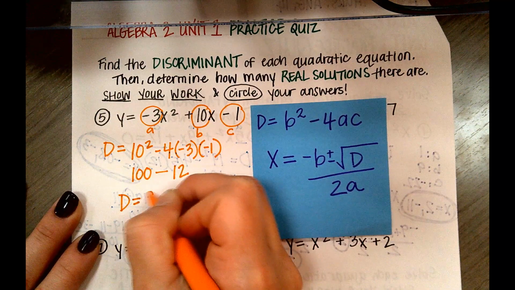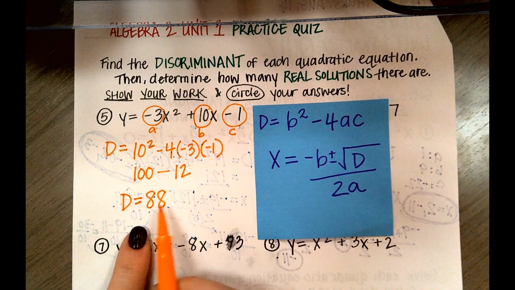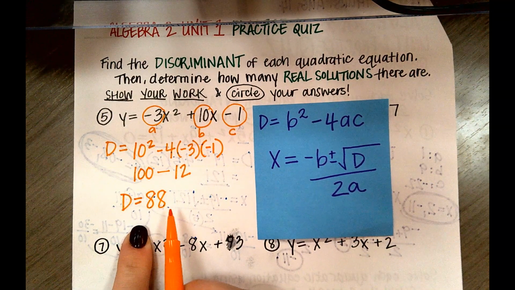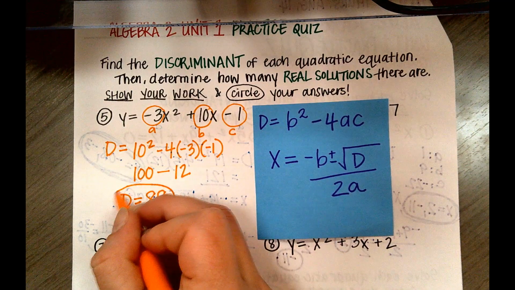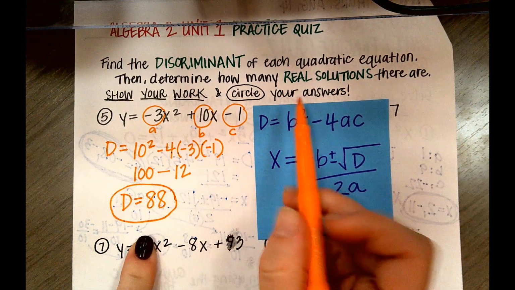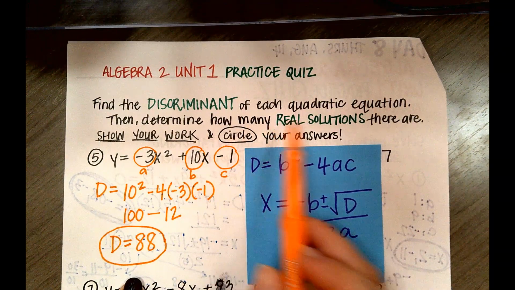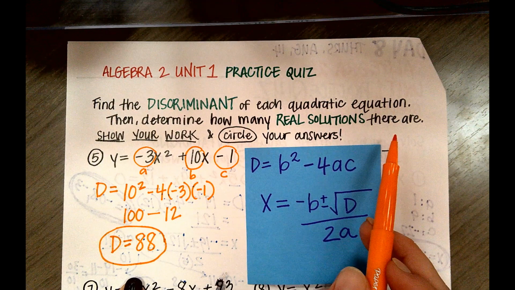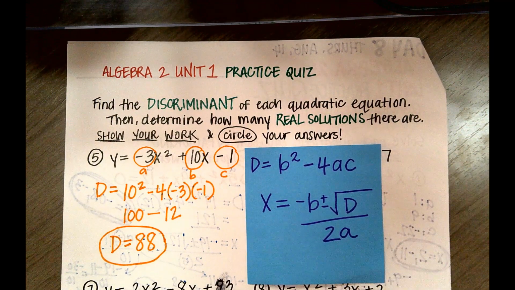Okay, so we did the first part. We found the discriminant. Now, the next part is to determine how many real solutions there are. So, we're going to talk about those because I was not here the day that you guys learned that. You watched it on a video, and maybe you weren't here and maybe you didn't watch the video. So, if you didn't, you should have. But I'm going to teach it to you again just in case.